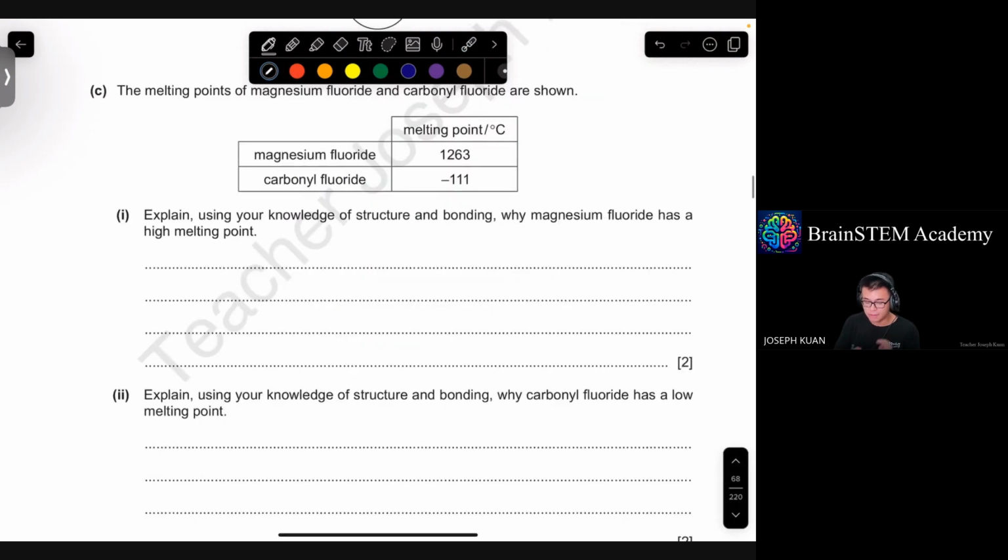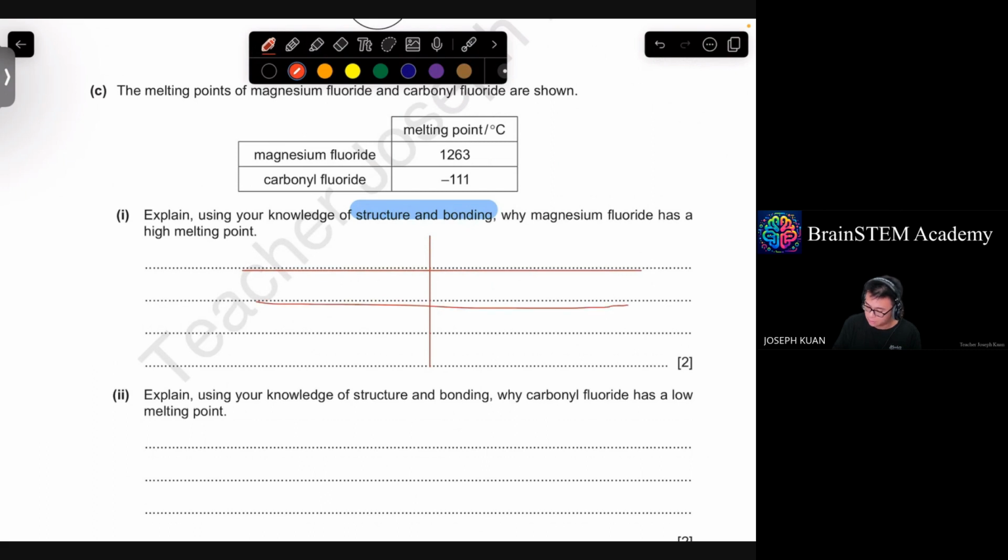Next question. The melting points of magnesium fluoride and carbonyl fluoride are shown. Explain, using your knowledge of structure and bonding, why magnesium fluoride has a high melting point. So, in terms of a compound having a higher melting point than the other compound, usually we relate it to bonding, where the bonding is stronger. All right? So, allow me to draw a table, right? So they see what's the correlation.